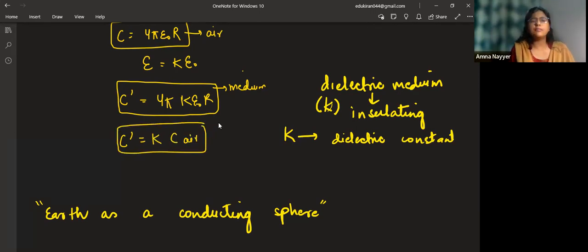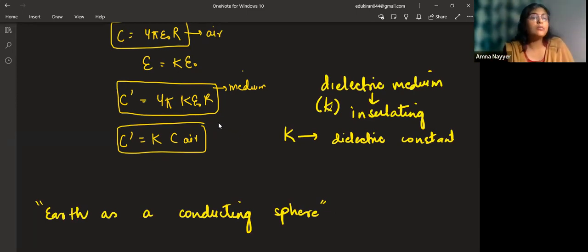Sometimes in very short answer questions, 1 markers, MCQs, the value of capacitance in air will be given, the dielectric medium's value will be given, and the capacitance in another medium will be asked. So do not waste your time performing every step we have discussed. Directly multiply both quantities and you will get the capacitance in the new medium. So C prime is equal to 4 pi epsilon naught K epsilon naught times R. It's better you write it as K times C here.